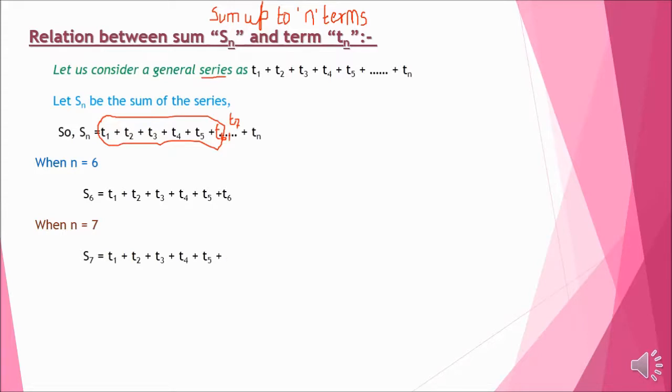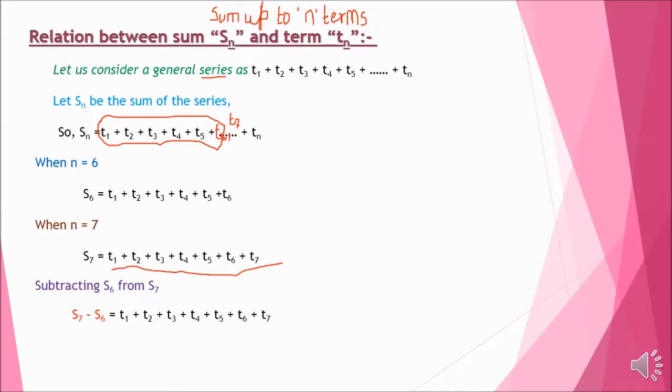Now, what is the difference between S7 and S6? Let's see. Subtracting S6 from S7, what do we get? S7 minus S6 is equal to the entire S7, all 7 terms, minus, in brackets, T1 plus T2 plus T3 plus T4 plus T5 plus T6.